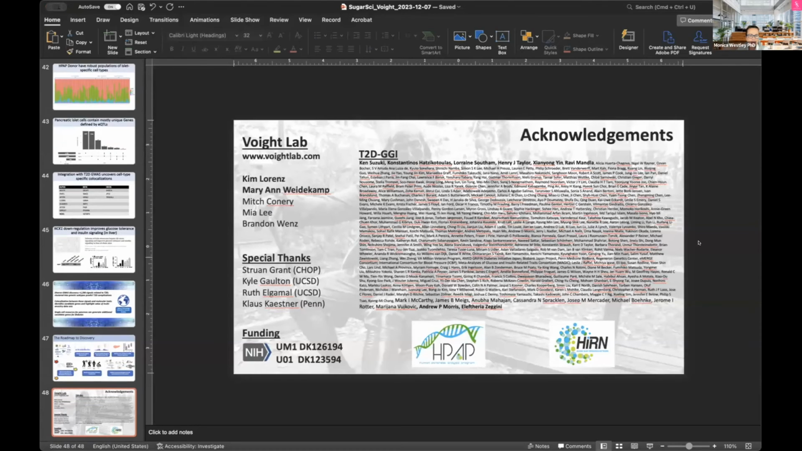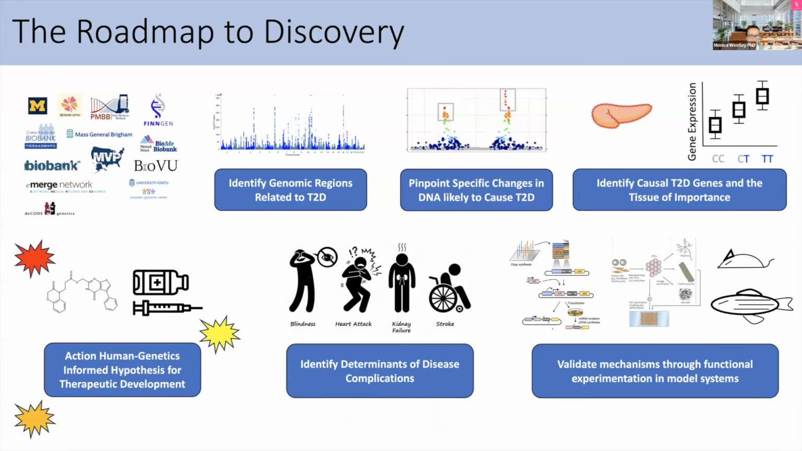I had a question about the second to last slide that you had there, that whole pipeline. Just speculating, how do you envision getting all these new GWAS discoveries out to those who can actually validate the mechanisms through functional experimentation in model systems? How can you improve that pipeline?